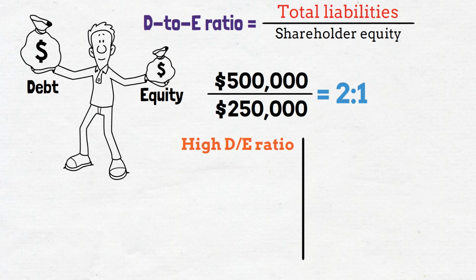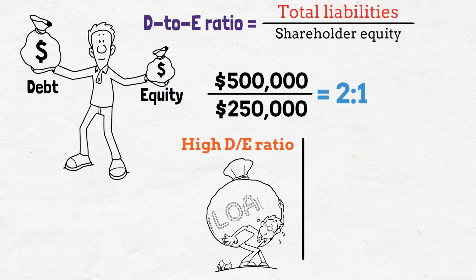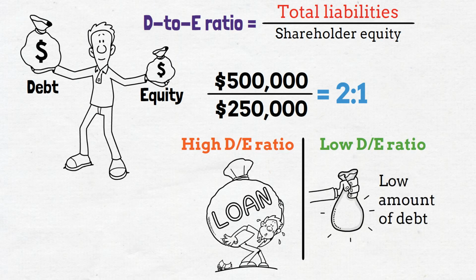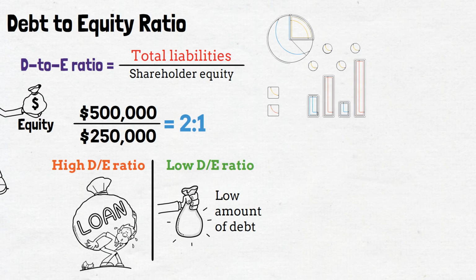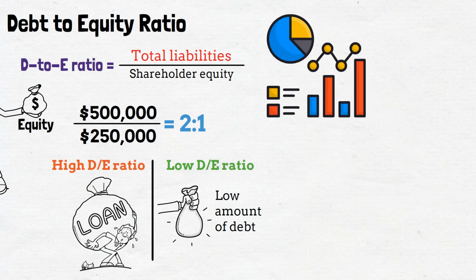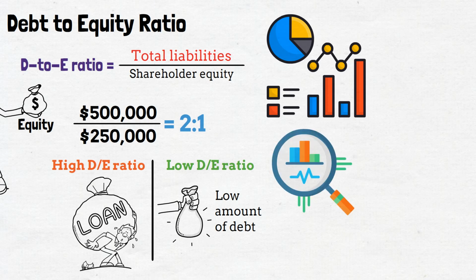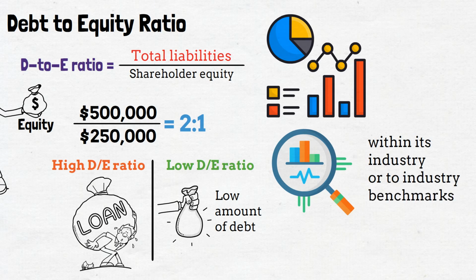A high debt-to-equity ratio suggests that a company has a significant amount of debt relative to its equity, which may indicate that it is highly leveraged and may be at risk of defaulting on its debt obligations. On the other hand, a low D/E ratio indicates that a company has a relatively low amount of debt compared to its equity, suggesting that it has a solid financial position. It is important to note that different industries may have different levels of acceptable debt-to-equity ratios based on their unique financial characteristics and risk profiles. Therefore, comparing a company's debt-to-equity ratio to other companies within its industry or to industry benchmarks is essential to assess its financial leverage more accurately.